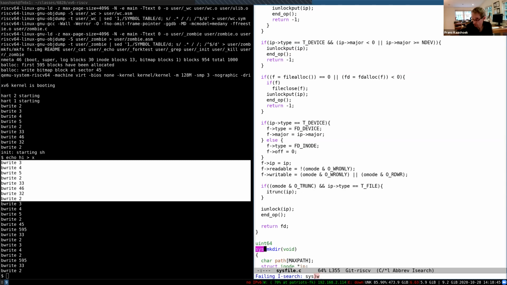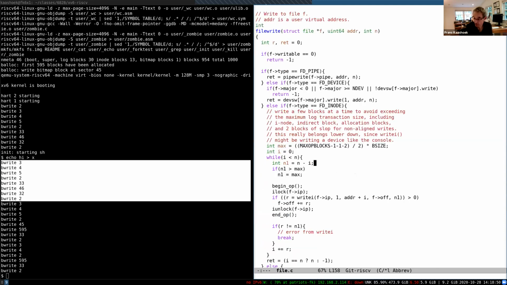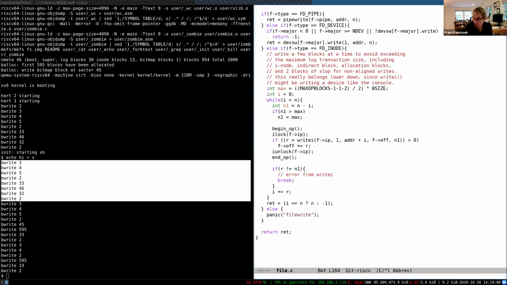Sys write calls file write. So let's see if it's file write. So here's file write. Okay, so this is an inode, a file descriptor inode. Everybody can see my code, or the code that I have on the display. And notice, what does this code do? You can read the comment right on top here, and it basically explains it. But basically, what happens, correct?